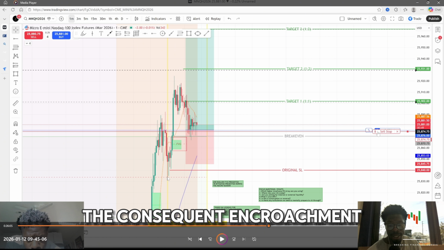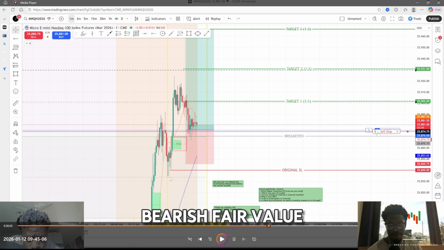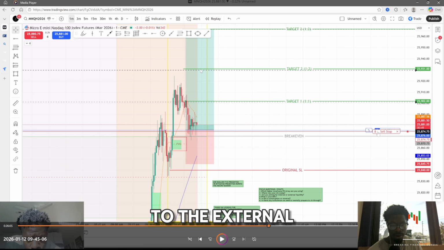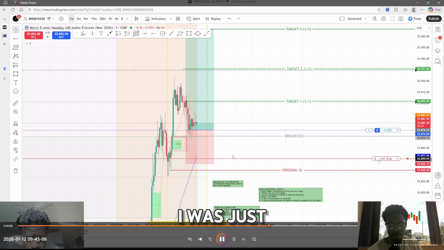We came from the consequent encroachment of the inverse bearish fair value gap. So now that bearish fair value gap on the hourly time frame that was above was serving as external, right? Now we reach that external liquidity that was above, we trade back into this internal liquidity right here before re-delivering back to the external above. So that's what I was just marking out.